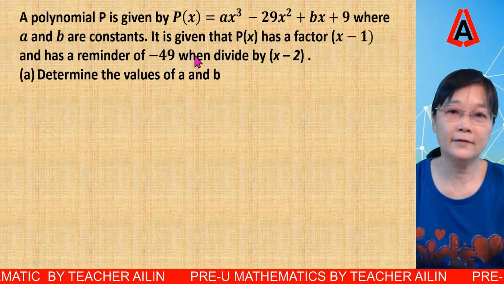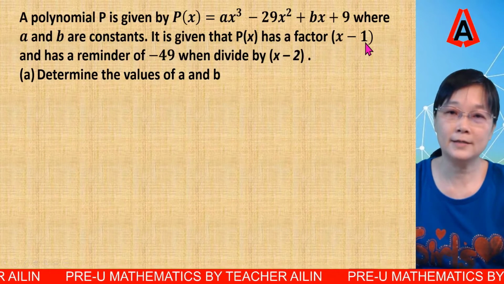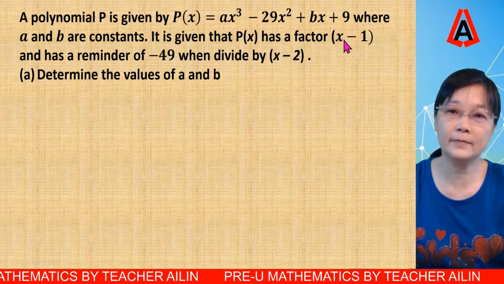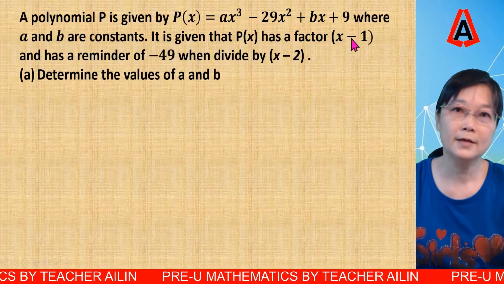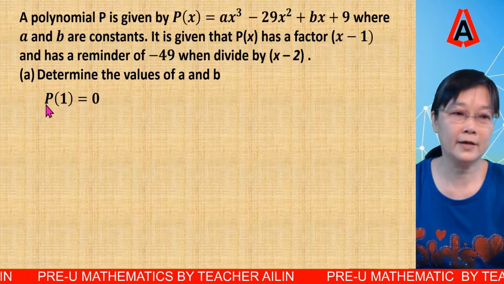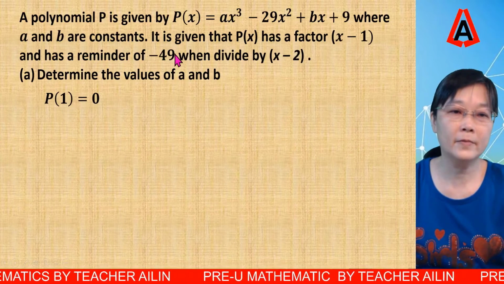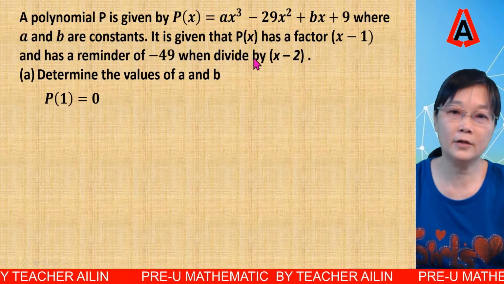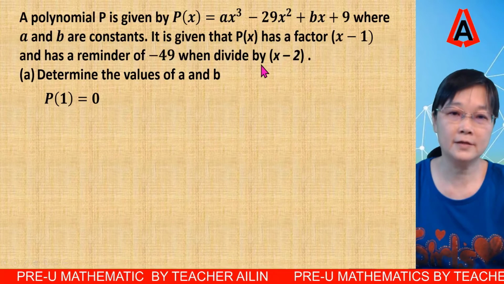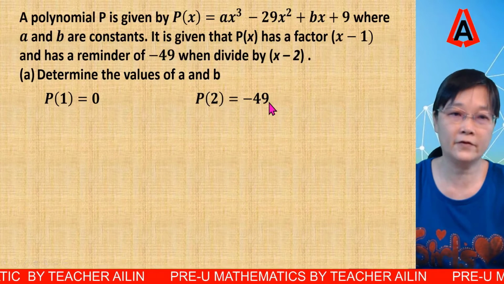So based on the information, we know that x minus 1 is a factor. That means that when the polynomial is divided by x minus 1, the remainder is equal to 0. So for this, we can write p(1) equals 0. And the remainder is -49 when the polynomial is divided by x minus 2. So for this, we can write p(2) equals -49.